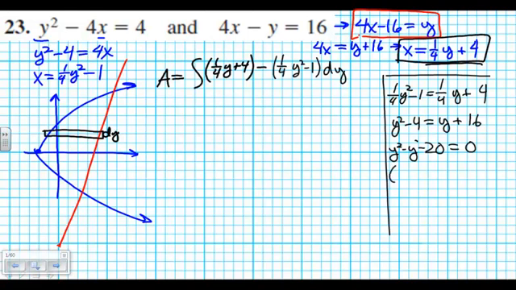4 and 5. Negative 5, negative 5, +4, which means y equals +5 and y equals -4. Does this look to be about -4? Yeah. Does this look to be about +5? Yeah, sure. So the lowest y value is -4, the highest y value is +5, and now we've got our integration set up, and now we can finish the job.